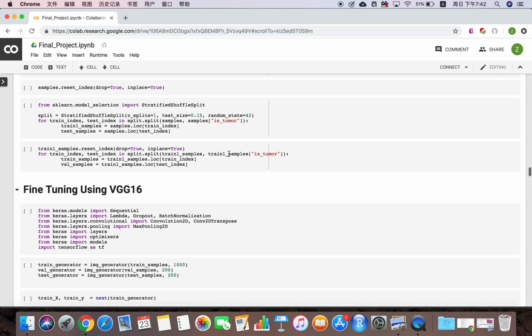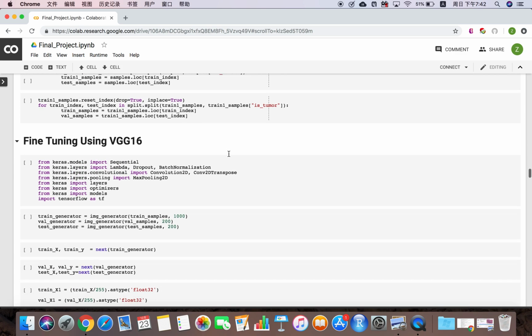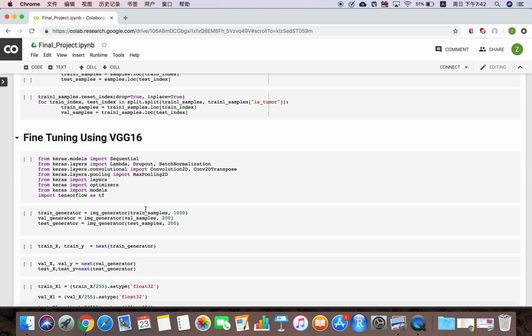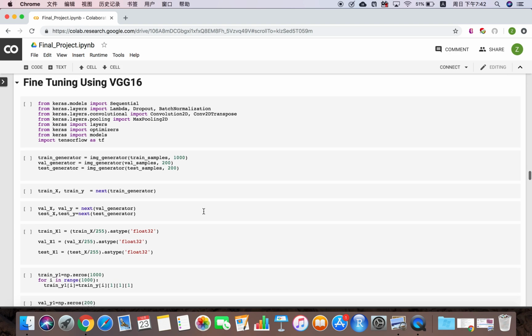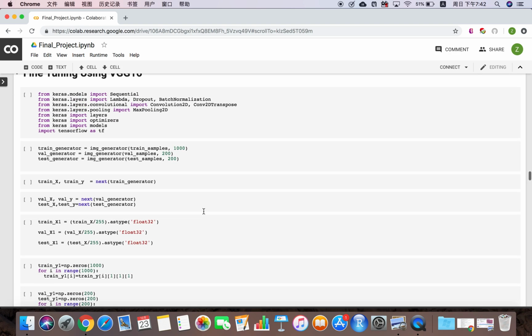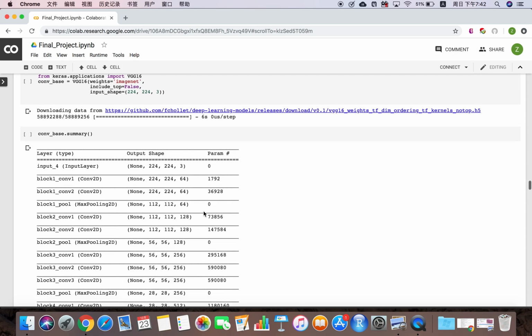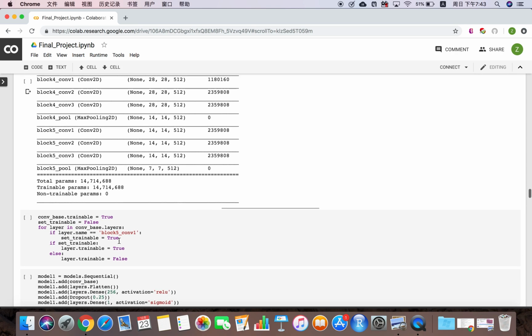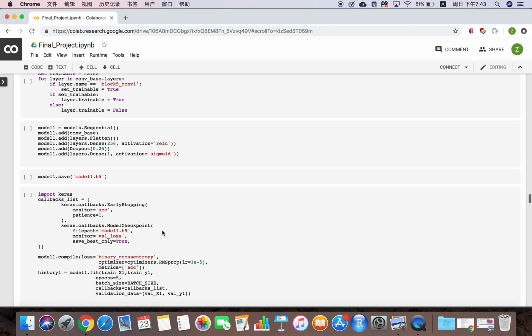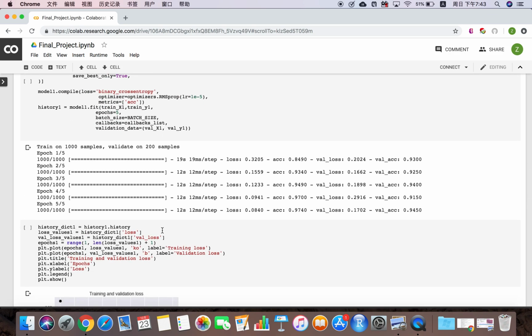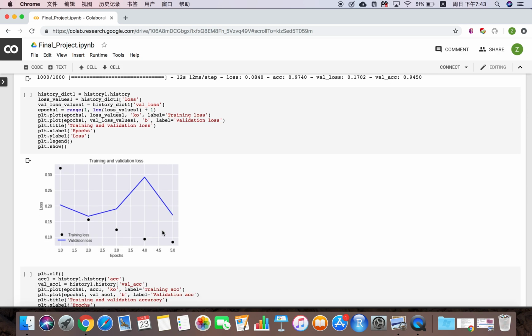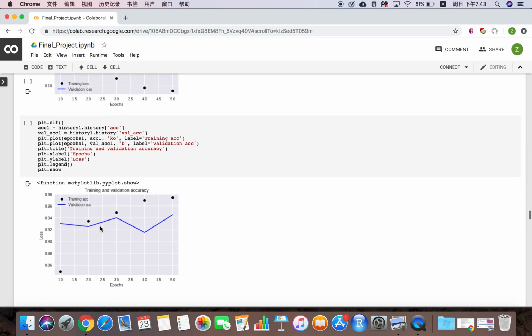The second part is training the model. First, I tried a small size of 1,000 training samples and 200 validation samples with fine-tuning on the VGG16 base. I unfroze the layer block5_conv1 to make the pre-trained model better fit my data. Here is the result. We can see that there is overfitting even if the epoch is only 5. But the accuracy is good.